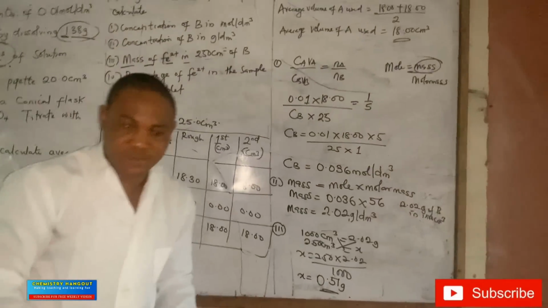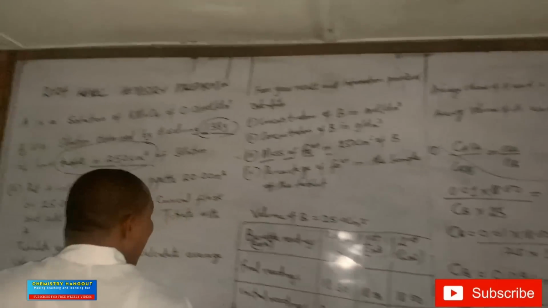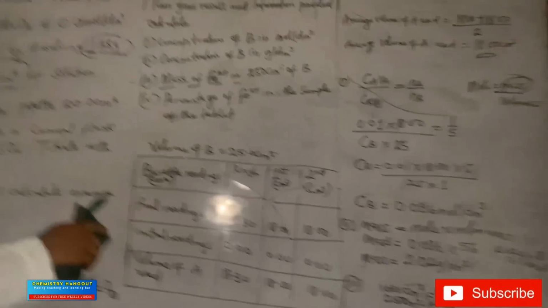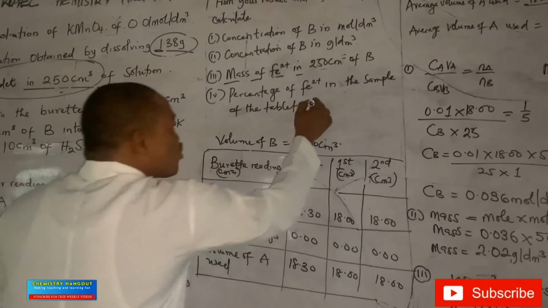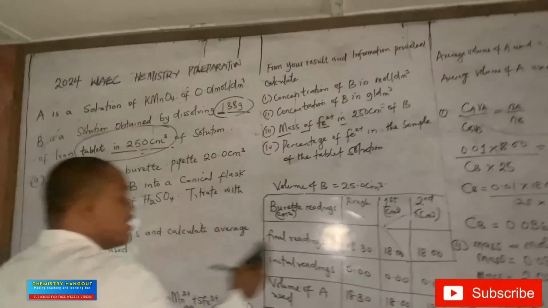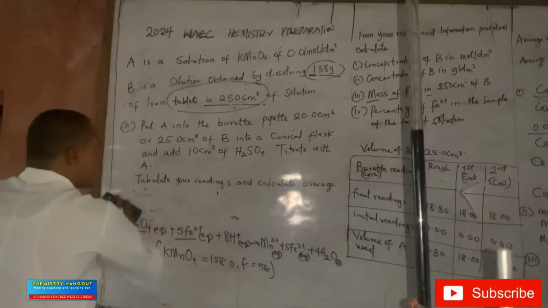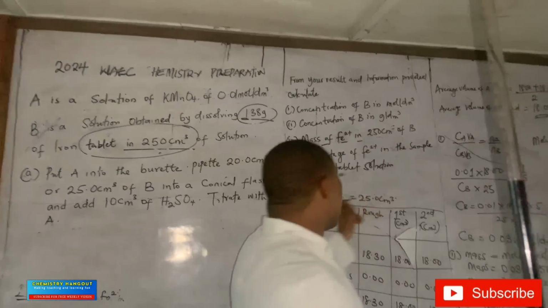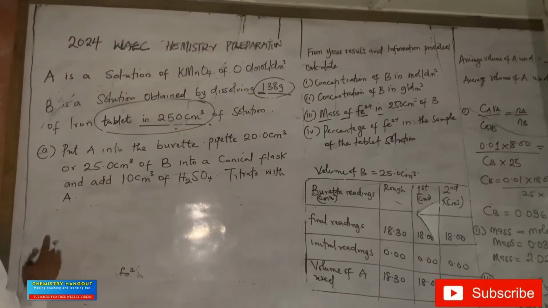That's my duster. Sorry. Okay. So from there now, what is remaining? Percentage of Fe2 plus in the sample of the tablet solution now. You know, something like this, or in the tablet, you understand? So let me rub off this place so that you understand. You can see they now mention percentage of Fe2 plus in the sample of the tablet solution. Okay, so how do we get that?